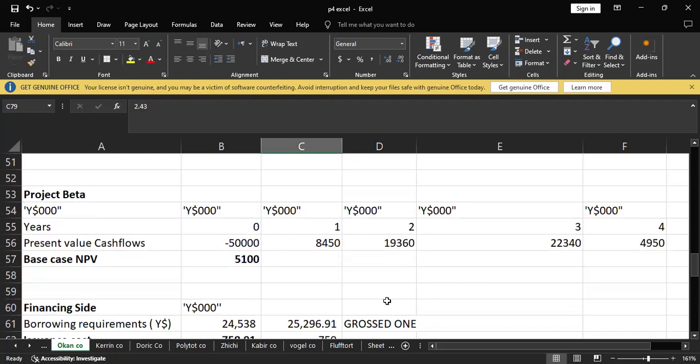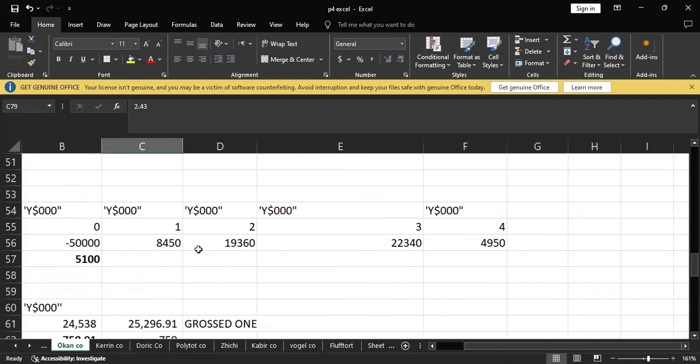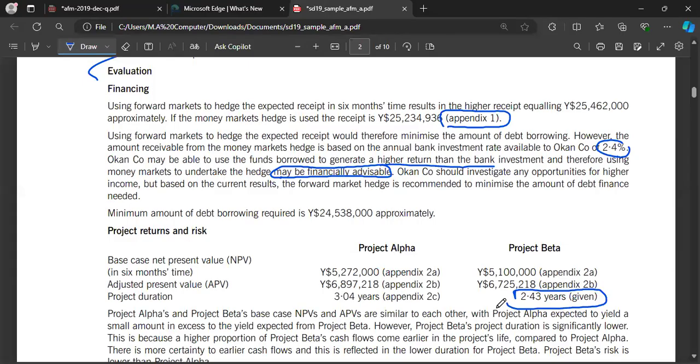See now, what is happening, guys? This project's cash flows are 19,360 and 22,340. We are having these cash flows in the earlier years of the project. It means that this project is recovering its cash flow soon. That's why its duration was coming lower. When the duration answer is lower, it means that the project is recovering its cash inflow sooner, and this project is recovering its cash flows later.